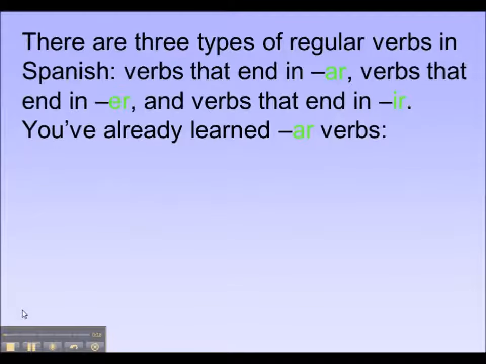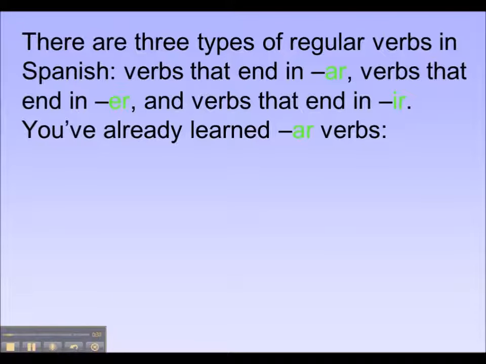There are three types of verbs in Spanish. AR verbs are those verbs that end in AR. ER verbs are verbs that end in ER. And IR verbs are verbs that end in IR. Now, when we say regular verbs, we mean the verbs that follow the rules.